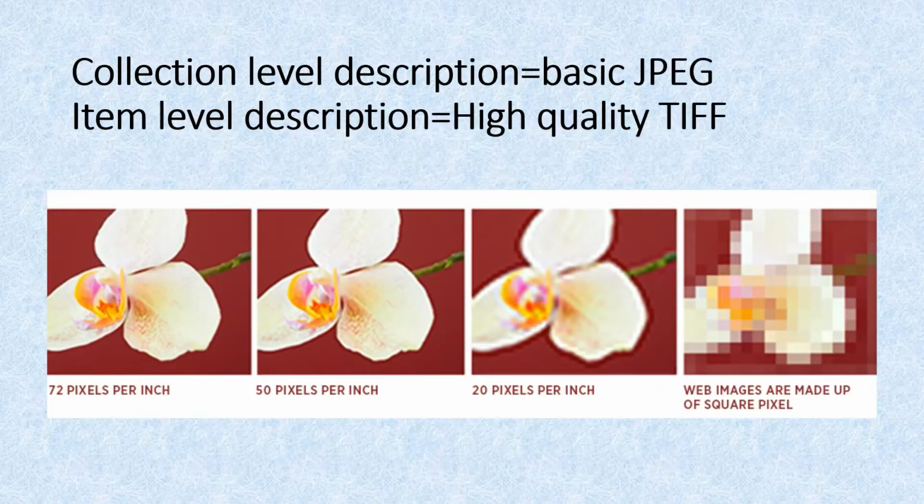Another way of putting it might be to see collection level descriptions as being analogous to a sort of basic JPEG, and an item level description is the equivalent of a high quality TIFF. And what I would say by this is that if you only catalogued a collection to collection level, you would be describing the whole collection within sort of one finding aid or one finding aid entry.